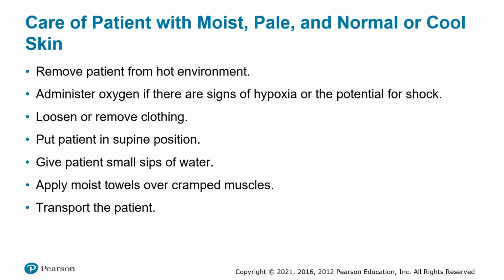We're going to remove them from the hot environment, high flow O2 if needed, loosen or remove any kind of clothing, put the patient in a supine position, give them small sips of water, because if we give them big sips of water, they could vomit, and we don't want them to vomit. Apply a moist towel over the cramped muscles and transport.